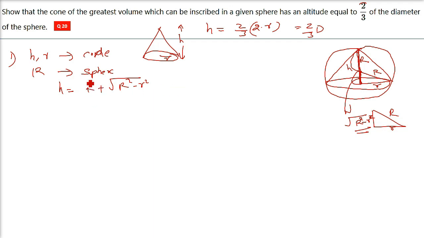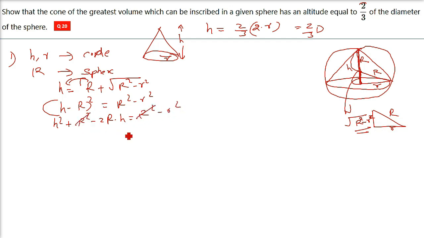Let us take this capital R on the left hand side and square it. h minus capital R whole square is equal to capital R square minus small r square. So we just squared it, and there will be a relationship, because h minus R whole square, we are going to square it as a square plus b square minus 2ab. This on the left, this on the right, R square minus r square, and this capital R square gets cancelled. So we'll have a relationship between small h, small r and capital R. So small r square can be represented in height, or height can be represented in r. So the first equation is being prepared now.